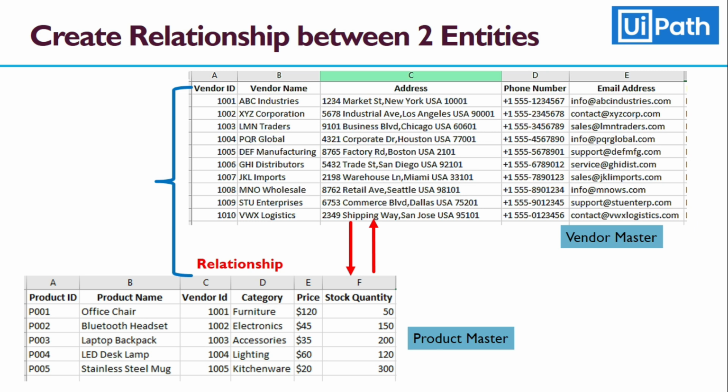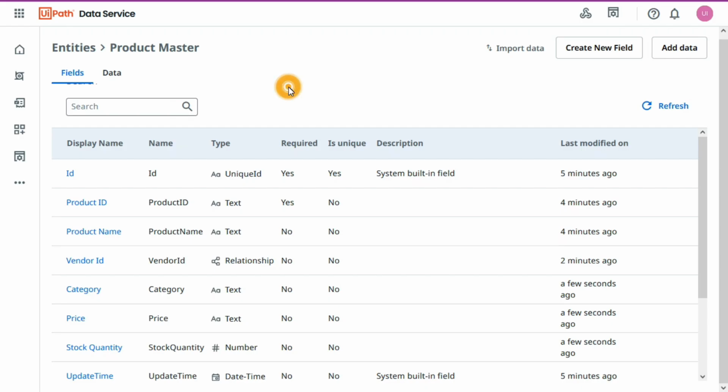So the relationship field type will be on the vendor ID in the product master, which is the child entity, and the vendor master is the parent entity. Now, so you can see the difference, here we created a relationship for the vendor ID. Now how can we see the changes, how is it going to impact the data?